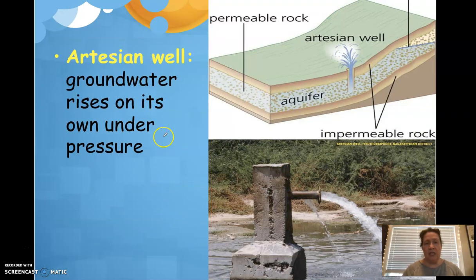So again, the artesian wells are just these aquifers that are down beneath the soil down in there. These are naturally occurring aquifers. And one thing I do want to say about an artesian well, they are very pristine water.